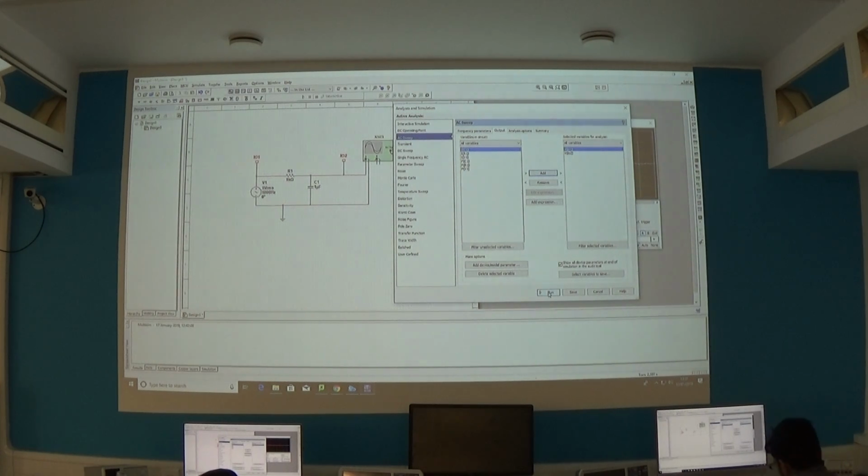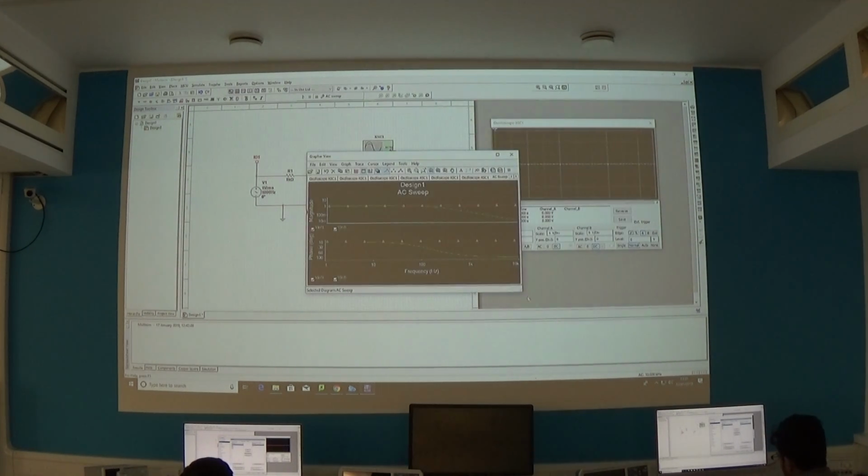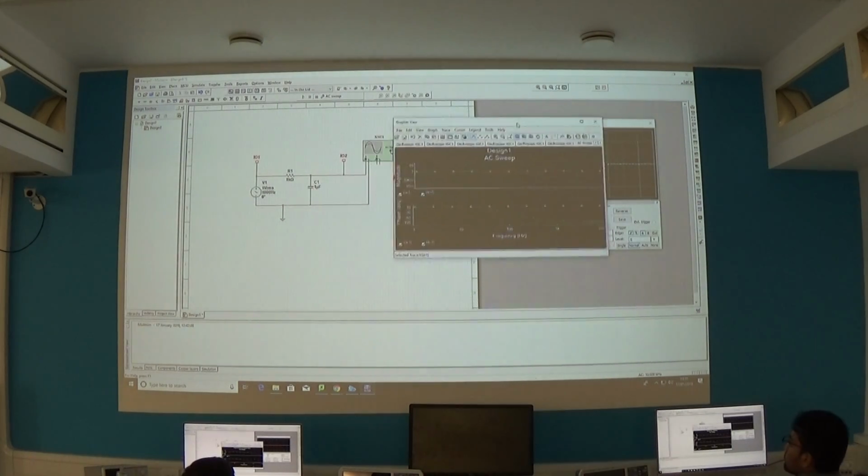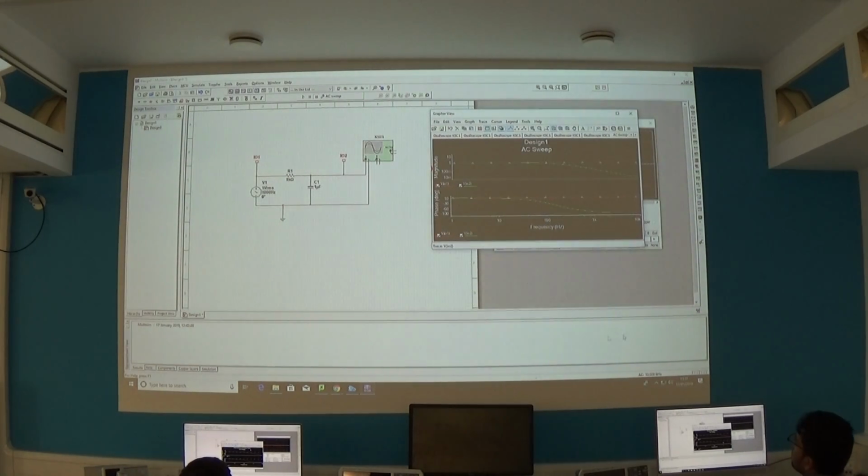Now if I press the Run button, look what I get. Isn't that pretty? So what it's telling me is that the magnitude here starts off at 1, and as the frequency increases, the amplitude drops off to 0, and the phase starts off leading by about 10 degrees and ends up lagging by about 90 degrees.